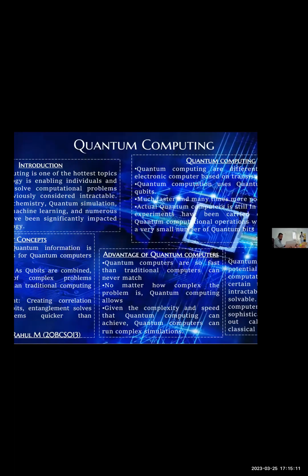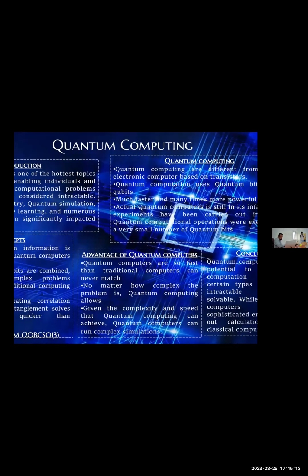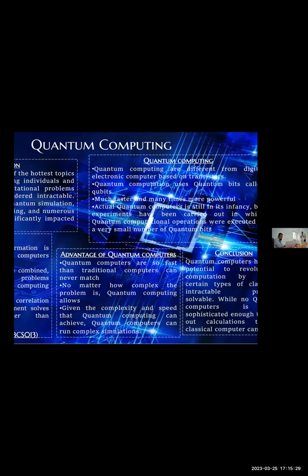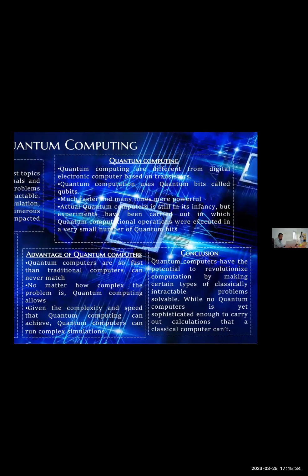Advantages of quantum computers: they are so fast that traditional computers can never match them. No matter how complex the problem is, quantum computers can give a solution. Given the complexity and speed that quantum computers can achieve, they can run complex computations. The disadvantage is that it is very costly to create quantum computers, and problems occur. To find a perfect solution for a problem, the quantum computer should be in a very perfect state. It should avoid noise disruption and heat signals.